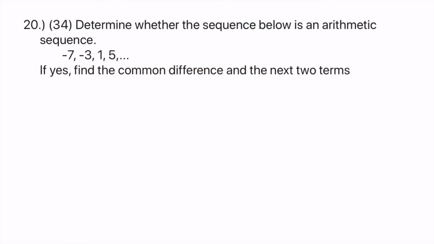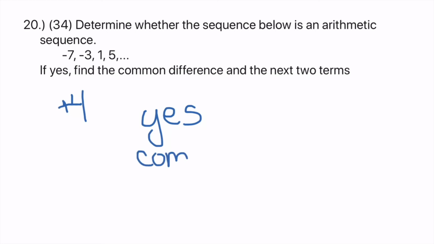And number 20, determine whether the sequence below is an arithmetic sequence. So it goes -7 to -3 to 1 to 5. So if you notice, it goes up 4 each time. So add 4 each time. So yes, it is arithmetic because it's going up by the common difference. So our common difference is +4 because it's going up 4.